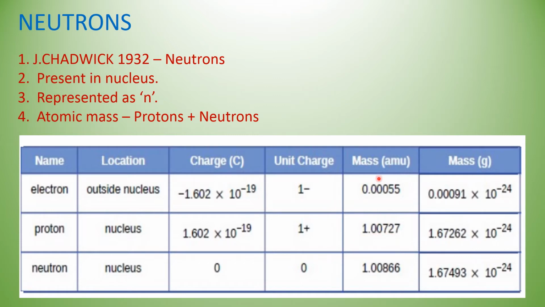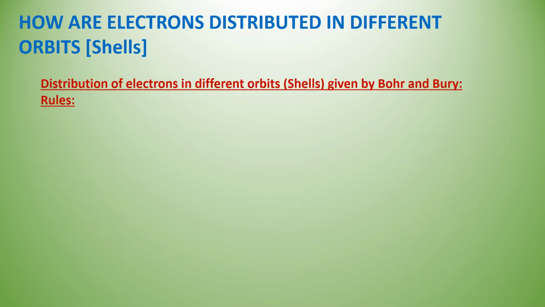The mass in atomic mass unit is 1.00727, so larger than the electrons, and the mass in grams is very important, right? 1.67262, easy to remember, 1.67262 into 10 to the power minus 24. Now the neutron is also 1.67 but 493, that means a little larger than the protons, and 10 to the power minus 24 is the same. So easy to remember these numbers, very easy, right?